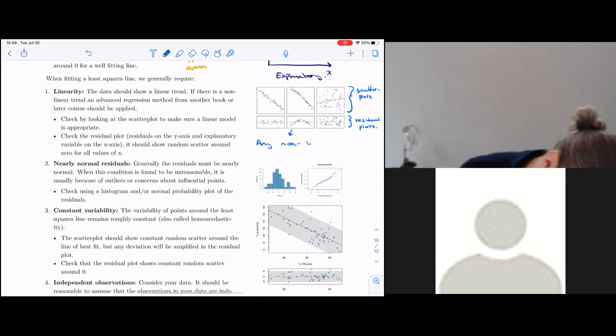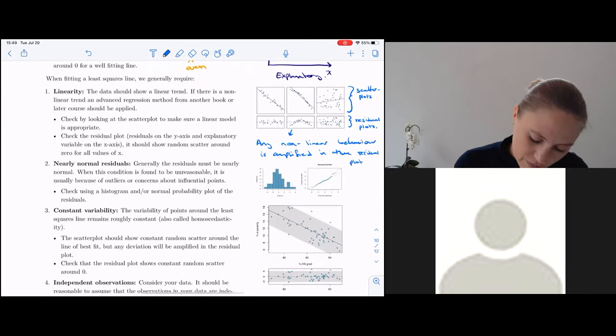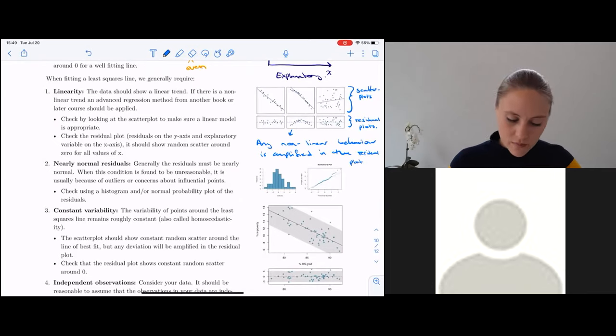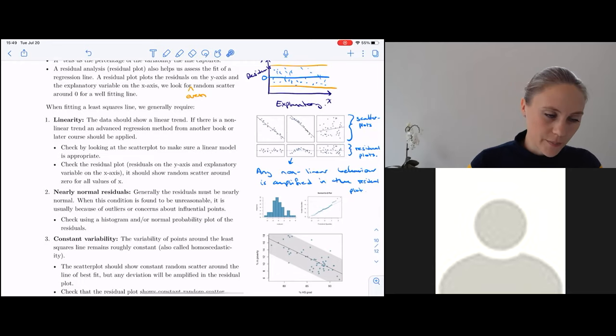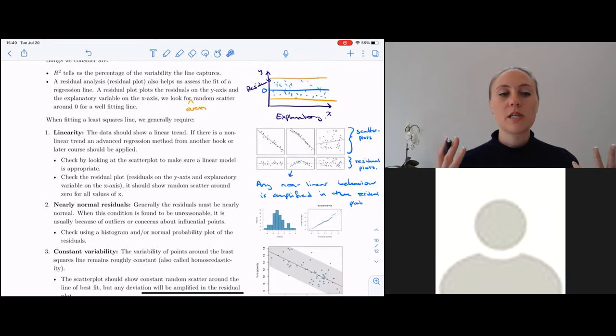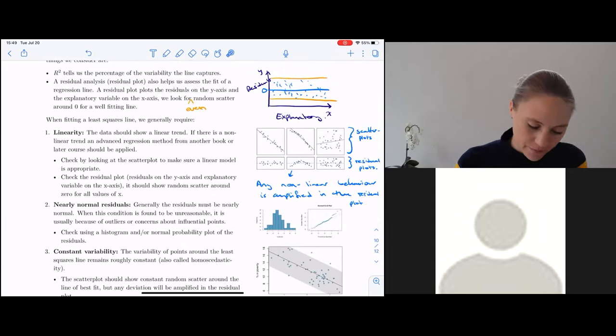Any non-linear behavior is amplified in the residual plot, right? So that's good. Okay. And then I want to talk about the other conditions before we have a look at this one here. Okay, but so in general for a residual plot, you're looking for even random scatter around zero. Okay, and then you have a well-fitting line.